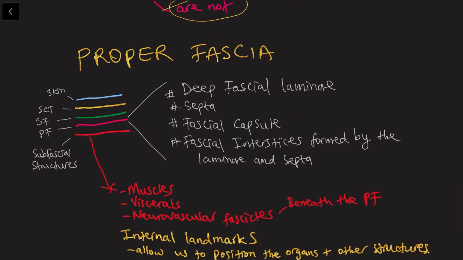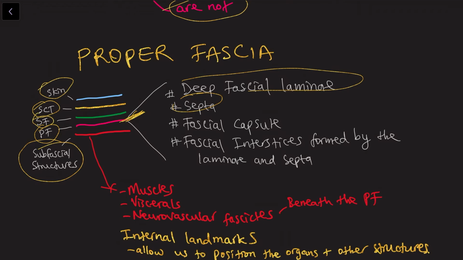Now, let's talk about the proper fascia. Again, reminding us of the layers of the body. You have the skin, followed by the subcutaneous tissue, followed by the superficial fascia, and then the proper fascia. And then beneath that are the subfascial structures. Now, within the proper fascia, you'll find the deep fascial lamina, you'll find the fascial septa, you'll find the fascial capsule, you'll find fascial interstices that are formed by the lamina and the septa.